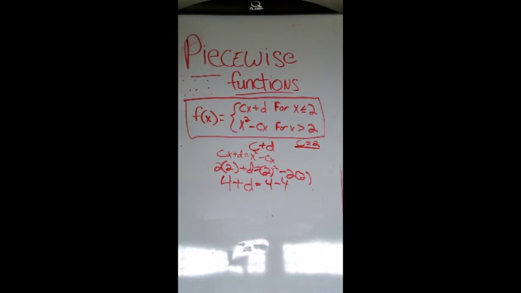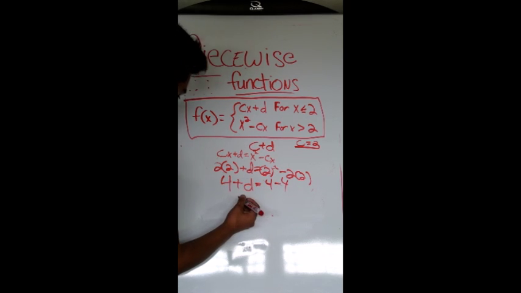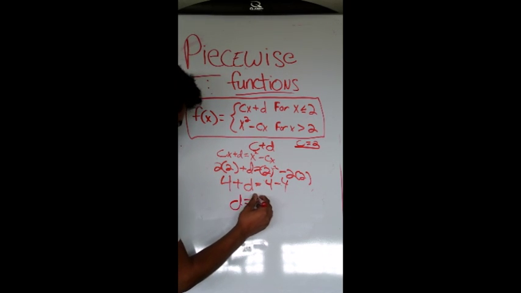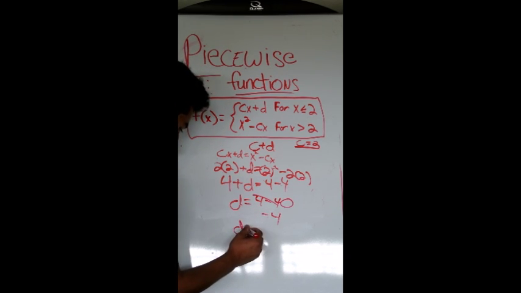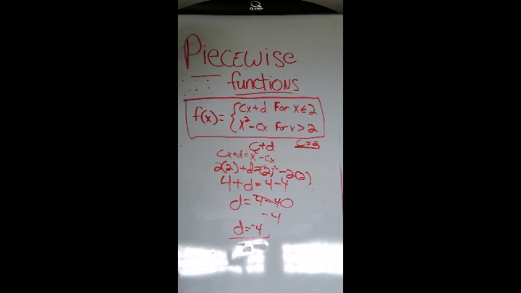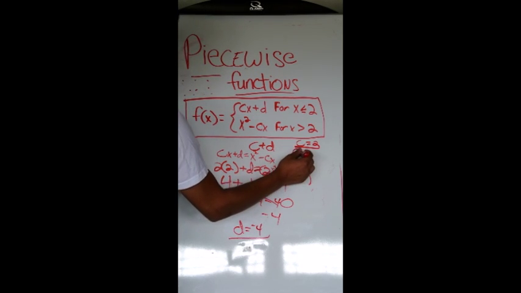Now you're going to solve for it. So, subtract 4. So that's D equals 4 minus 4. That's 0, and then you're subtracting 4 from this side. So then that's just D equals negative 4. Congratulations, you found D and C now.